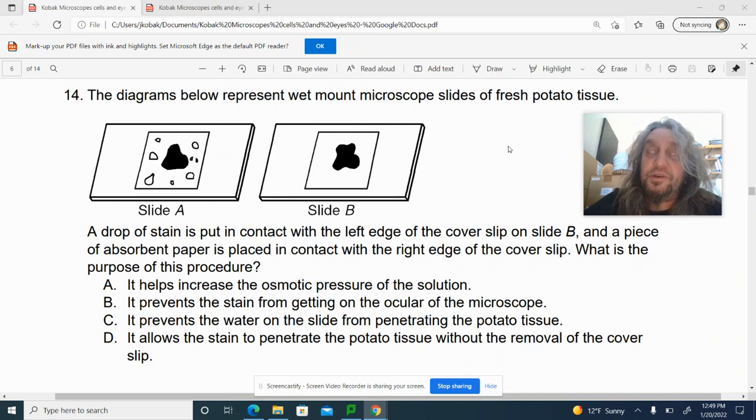A, it helps increase the osmotic pressure of the solution. B, it prevents the stain from getting on the ocular of the microscope. C, it prevents the water on the slide from penetrating into the potato tissue. D, it allows the stain to penetrate the potato tissue without the removal of the cover slip.